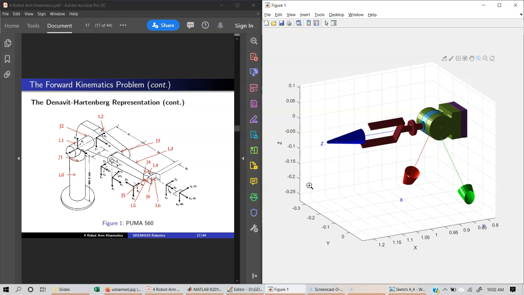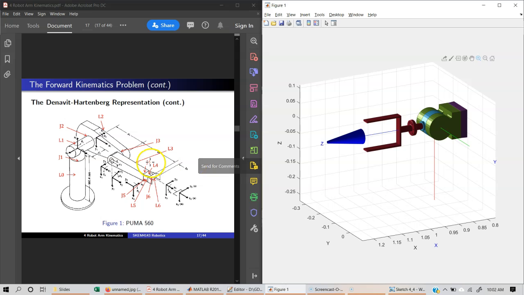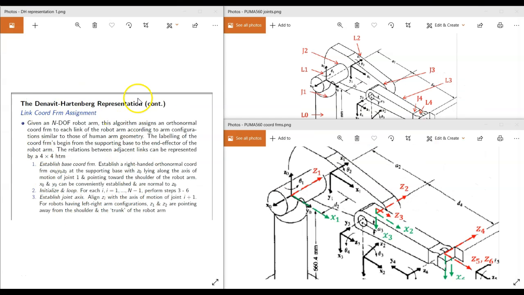Now we are ready to establish the coordinate frames for every link of the PUMA 560. So this is the algorithm according to the Denavit-Hartenberg representation. So the first step here, I hope this is not too confusing. This little window here will present the algorithm. This is for us to refer to the joints and links, and this is where we establish the coordinate frames.